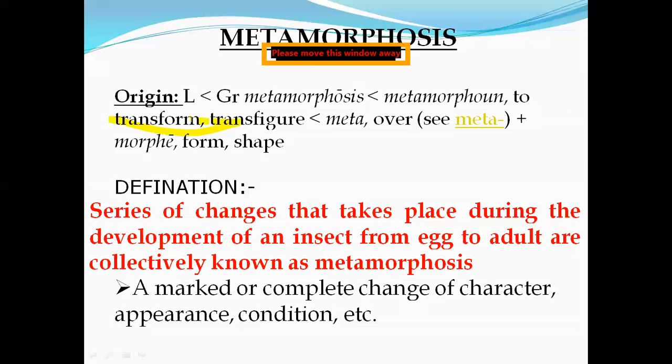So what is the definition of insect metamorphosis? A very simple definition is mentioned on the slide. It is a series of changes that takes place during the development of an insect from egg to adult. This process, collectively, is known as metamorphosis. It means what the changes may be.